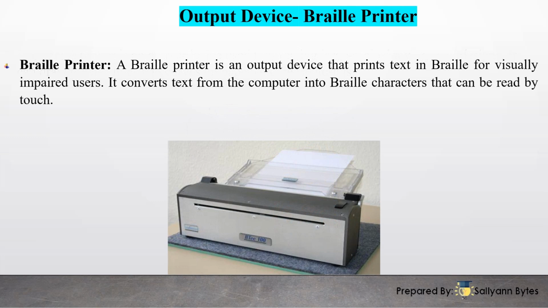The next output device is the Braille printer. A Braille printer is an output device that prints text in Braille for visually impaired users. It converts text from the computer into Braille characters that can be read by touch.